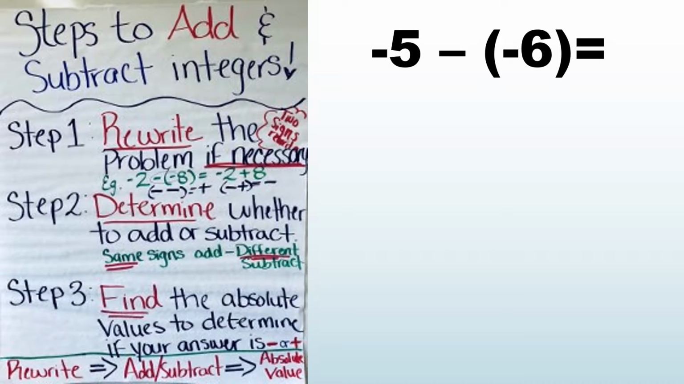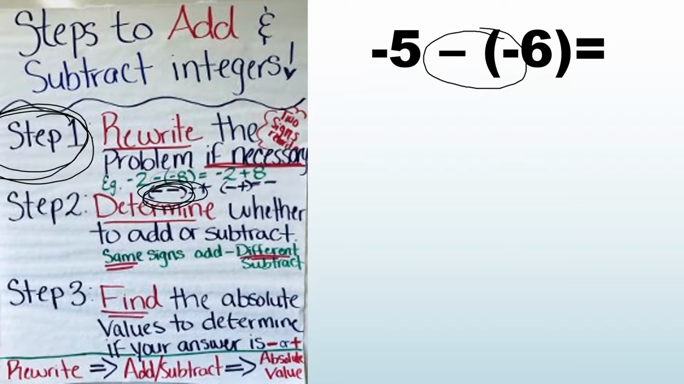All right, so if you have -5 minus -6, you're going to do step 1 first. Step 1 will be to rewrite the problem if necessary. So if you have two negative signs, those two signs will turn into a positive, and I put the notes over here. Two negative signs turn to a positive, a negative and a positive sign will just turn to a negative sign. So if you rewrite it, you'll have -5 plus 6.